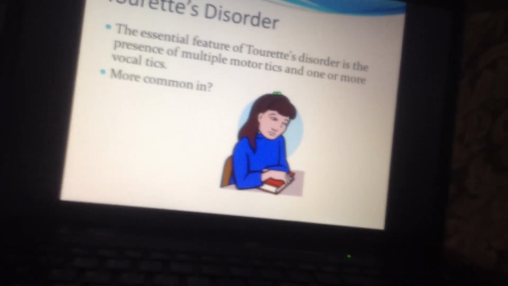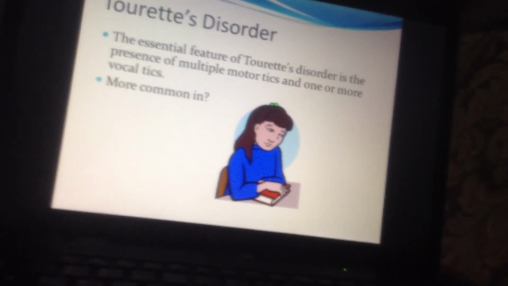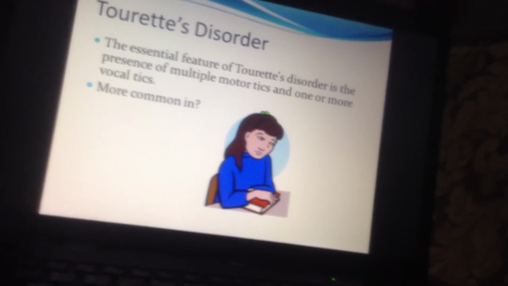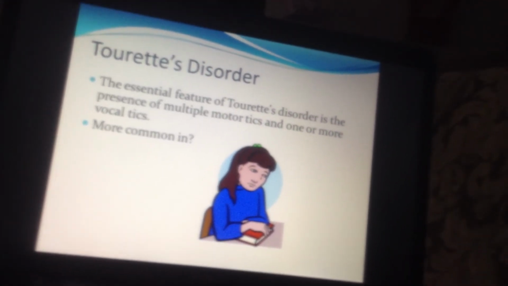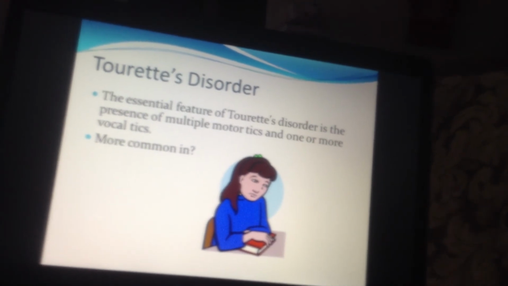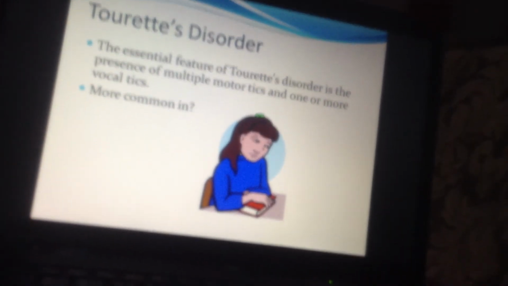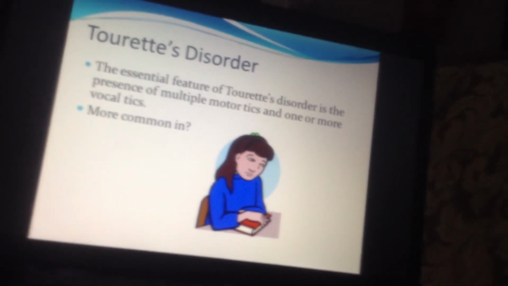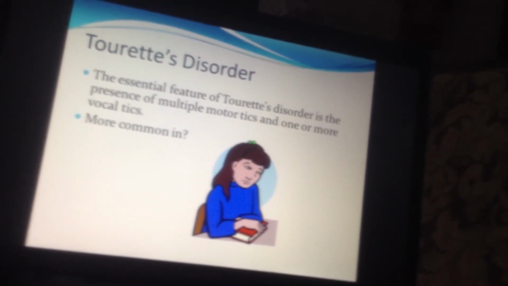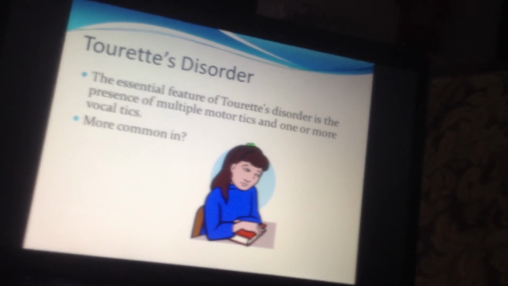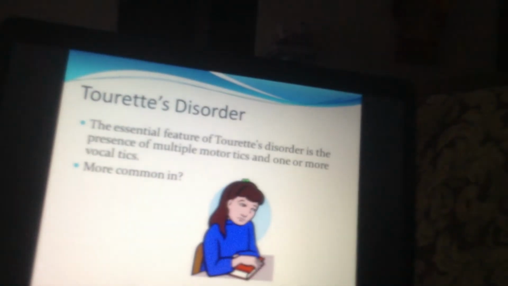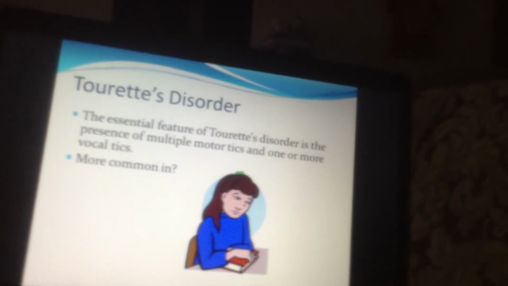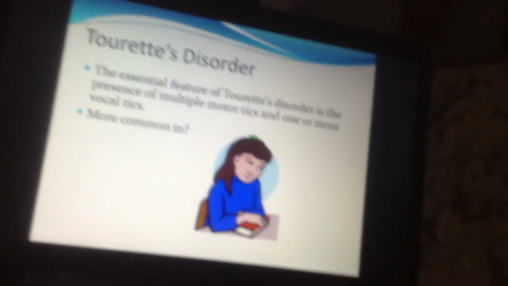Tourette's disorder is where the child has the presence of multiple motor tics or one or more vocal tics. This is more common in boys than in girls. Now, you may want to know what tics are. Tics are sudden, repetitive motor movements that involve discrete muscle groups. So you will see that they have sudden repetitive movement whenever they have Tourette's disorder.